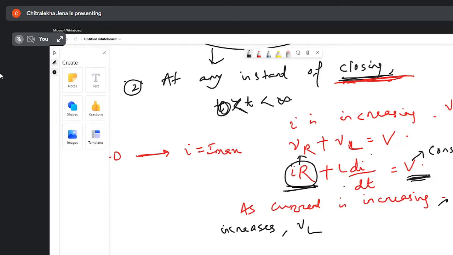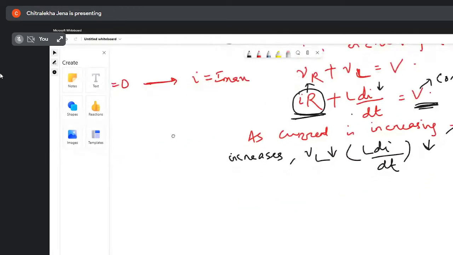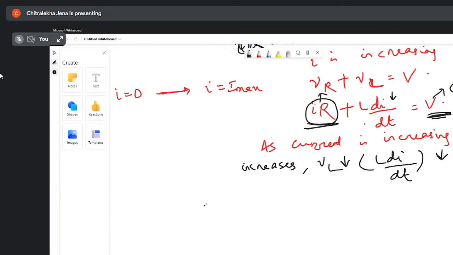This will decrease, so VL decreases. That means L di/dt is decreasing when the switch is closed. L is constant, yes or no? The inductance value is constant. As L is constant, which one is decreasing? di/dt. Very good, di/dt is decreasing.